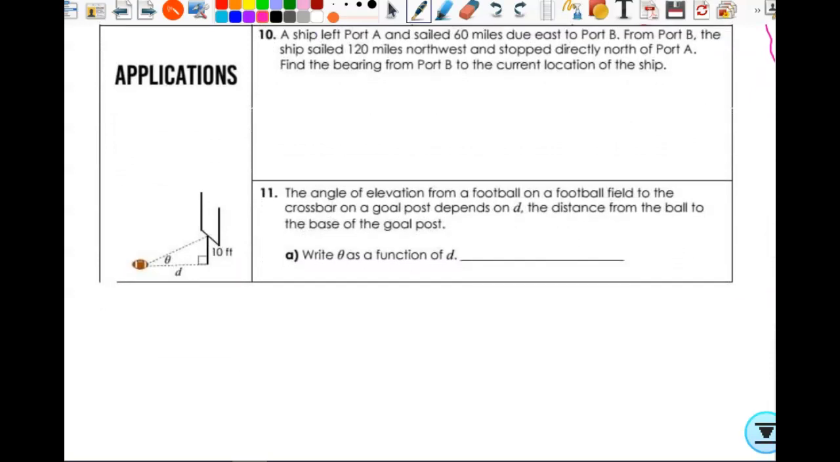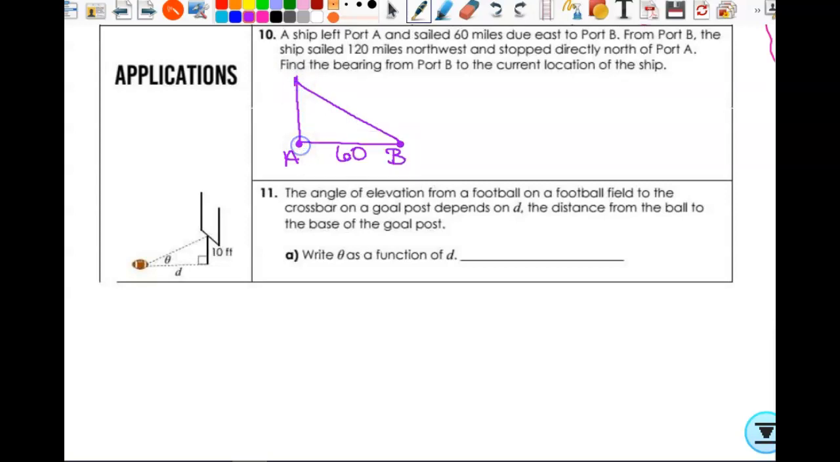A ship left port A and sailed 60 miles due east to port B. So I have a starting point and an end point, and we're going 60 miles in some direction. I have to figure out which side A is on and which side B is on. Reading that first sentence, what's on the left, A or B? A, because it leaves port A, drives 60 miles due east, which is to the right, which gets me to port B. From port B, the ship sailed 120 miles northwest, which is this way, and stops directly north of port A.